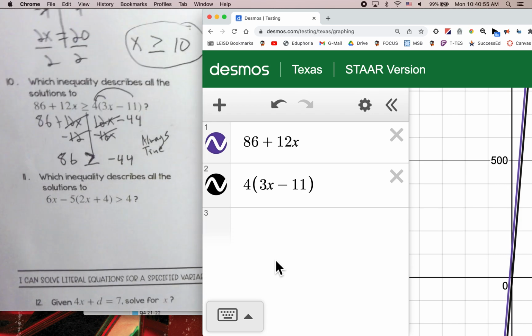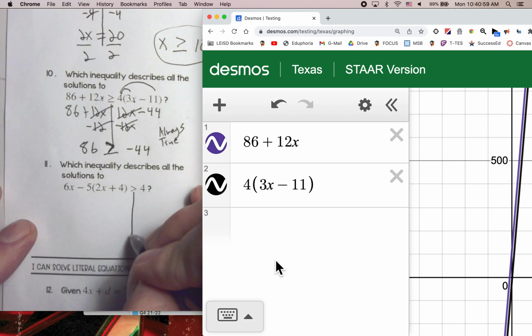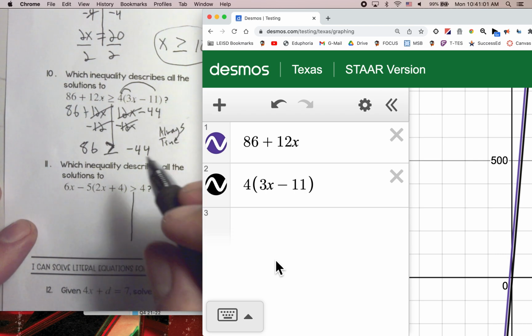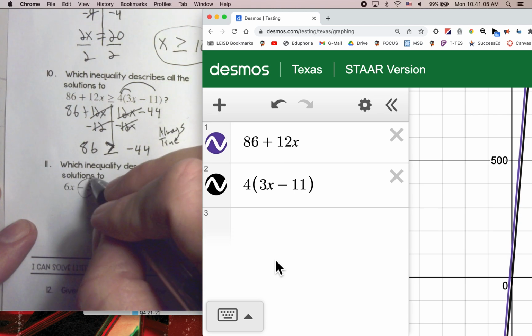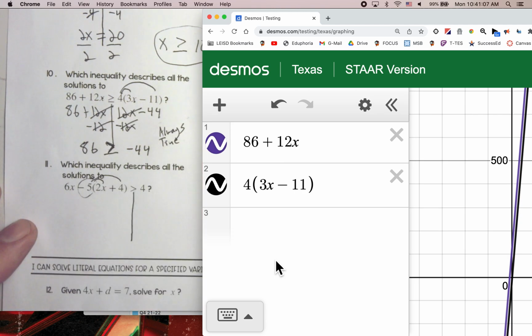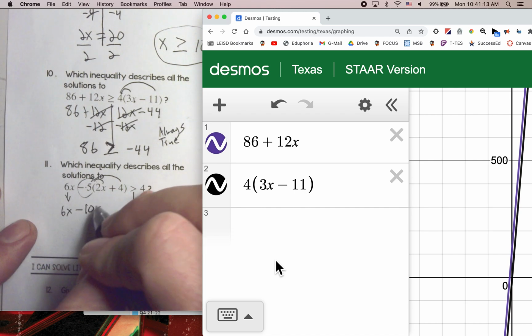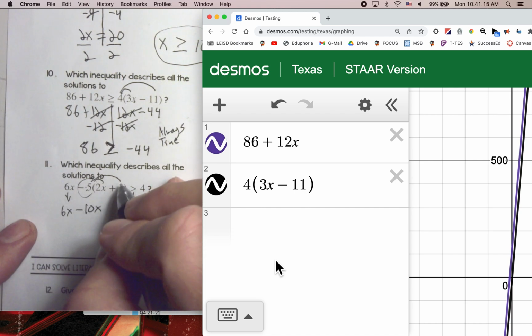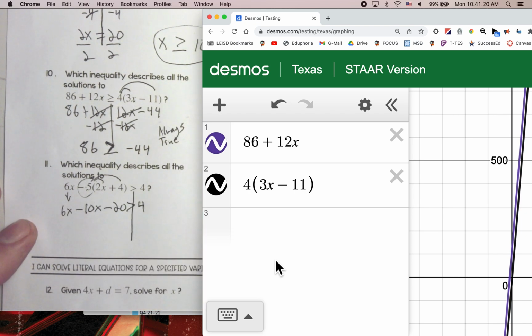Let's look at number 11. All right, I'm going to draw my wall down the inequality sign. First thing I want to do is distribute, if I can. And I have parentheses, so I'm going to distribute this negative 5 here and here. I haven't done anything with that 6x. It's just going to come down for the ride. Negative 5 times 2x is negative 10x. Negative 5 times positive 4 is minus 20. I still got that greater than sign. I still got that 4.